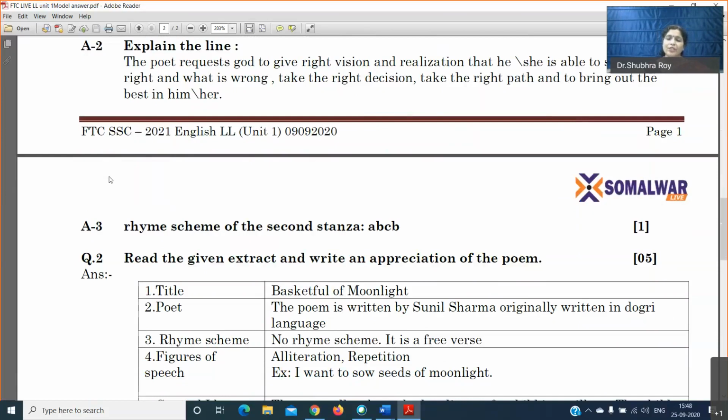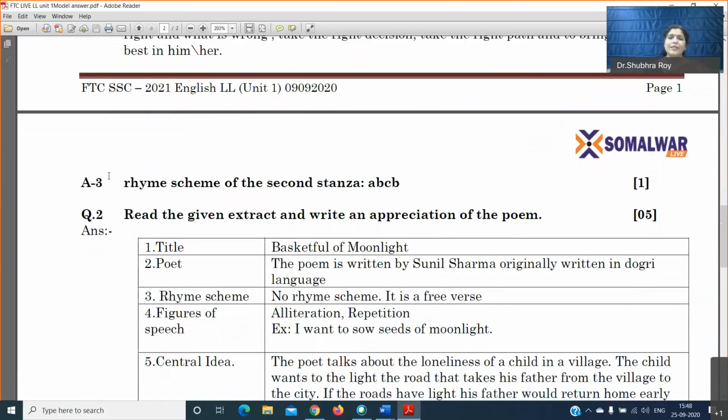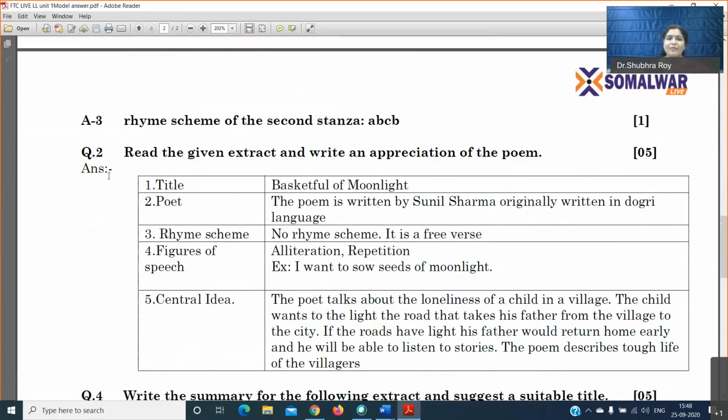Now, the second question is based on the appreciation type. How to write an appreciation? This table form is the ideal way of how you have to write the appreciation. There are 5 marks, and you have 5 points given here. And how do you write the appreciation in those points?